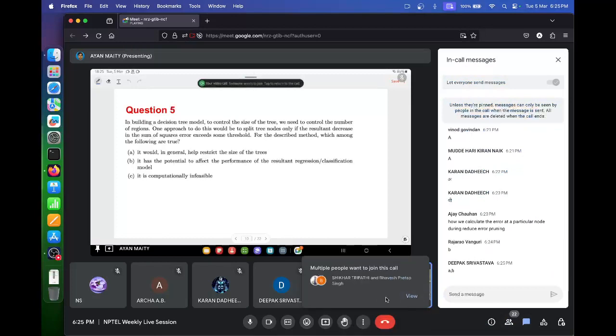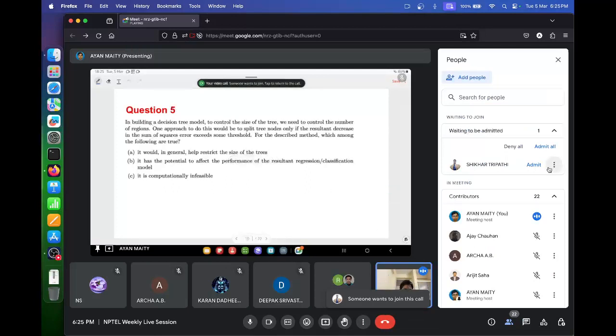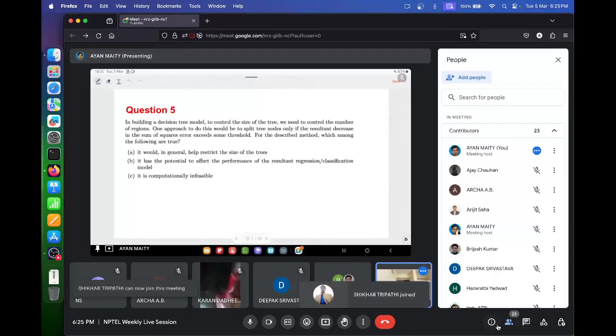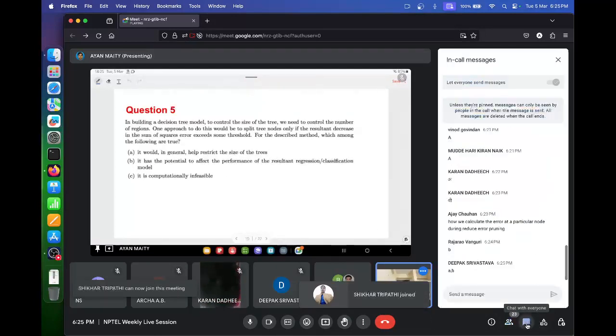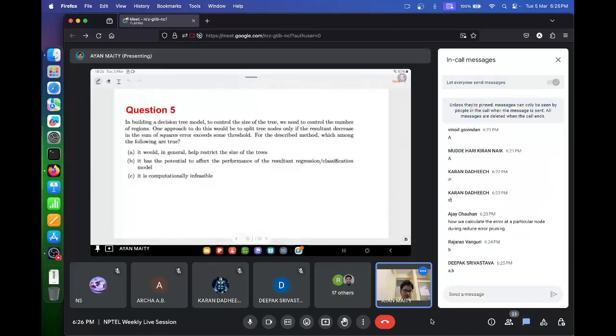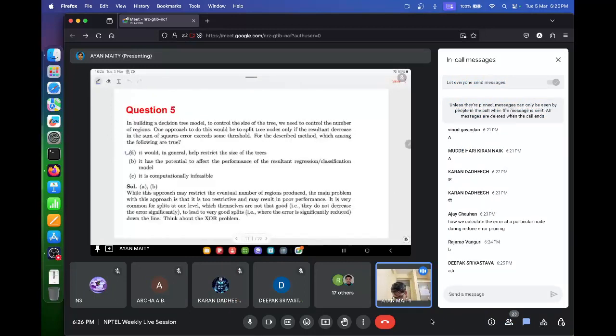Deepak Srivastav says option A and B. So correct answers are option A and B.